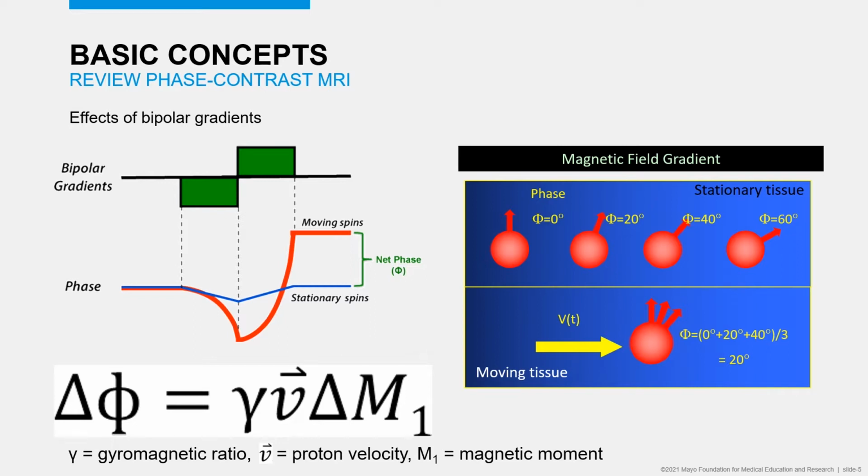The equation at the bottom of the slide is the equation for deriving phase shift, where the phase shift is equal to the gyromagnetic ratio multiplied by the proton velocity multiplied by the change in magnetic moment. The magnetic moment is proportional to the magnetic field gradient strength. Therefore, phase shift is proportional to proton velocity and gradient field strength.